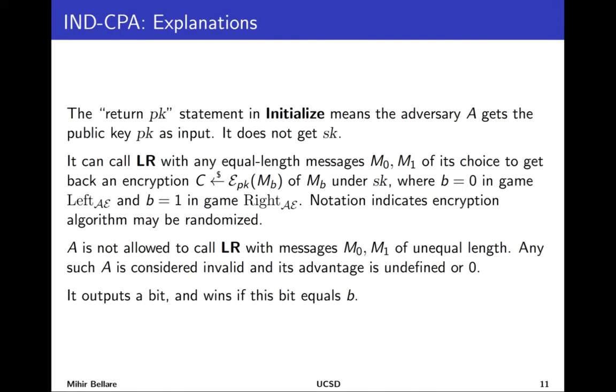This simply repeats stuff that I've already said, just so you can have it in writing, and also highlights some of the main differences and novelties compared to the symmetric setting. One of those is that the return PK statement in initialize means the adversary gets the public key as input. Of course, it doesn't get the secret key, otherwise it could just decrypt and there'd be nothing interesting to say here. Remember that you can only call the left or right oracle with equal length messages. If you use messages of unequal lengths, your adversary is simply invalid, and its advantage is either undefined or just 0.